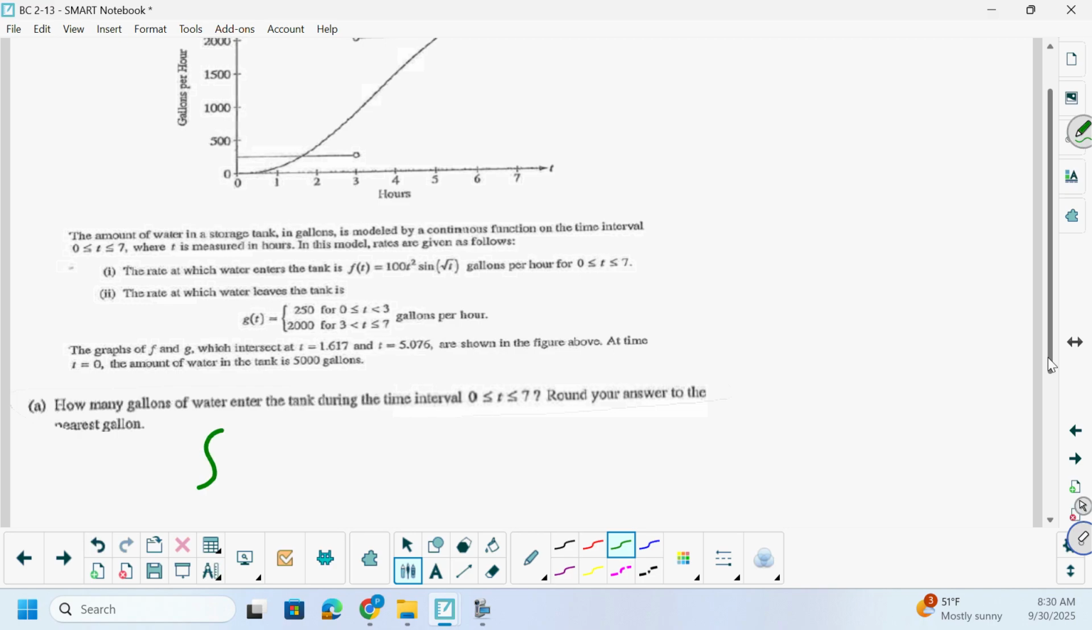We wanted to know from times 0 to 7. And the key is we're just doing entering the tank. Entering the tank is the function that was given in I. So we'll just have 100 t squared times sine of square root of t, and then a dt at the end. And this is a calculator problem.